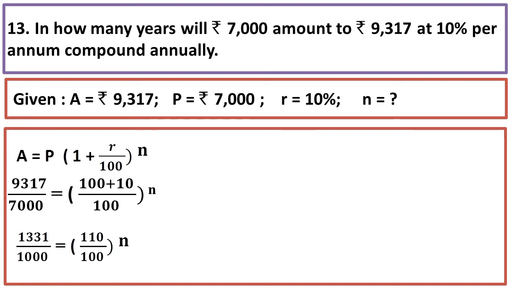Therefore, in the next step, as the power is n, which we have to calculate, let us equate the base. That means to say, express 1,331 in terms of 110 and 1,000 in terms of 100. So on the right hand side, we can simplify 110 by 100 as 11 by 10. So 11 cube is 1,331 and 10 cube is 1,000. Hence the value of n is equal to 3.